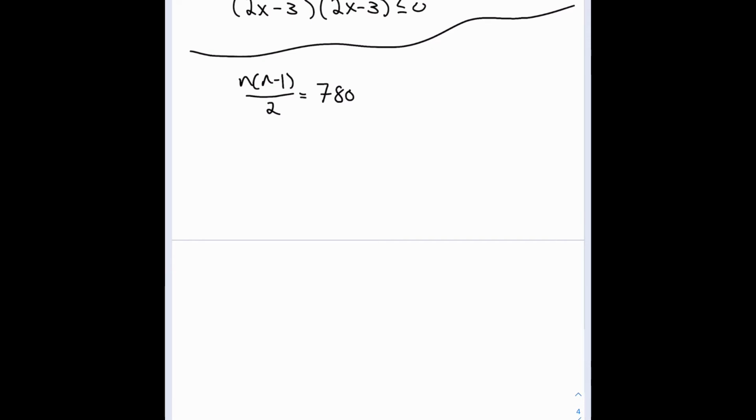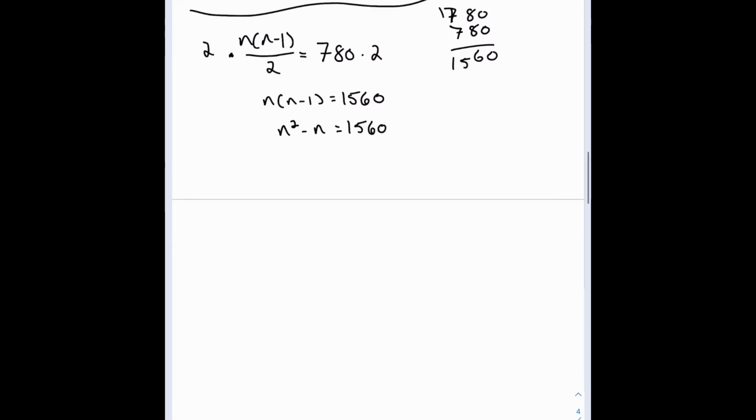So to get n by itself, what should we do? I'm going to multiply by 2 on each side. Then I'm left with n times n minus 1 equal to 780 plus 780, which is 1560. Now I'm going to distribute this n across. So we get n squared minus n is equal to 1560.